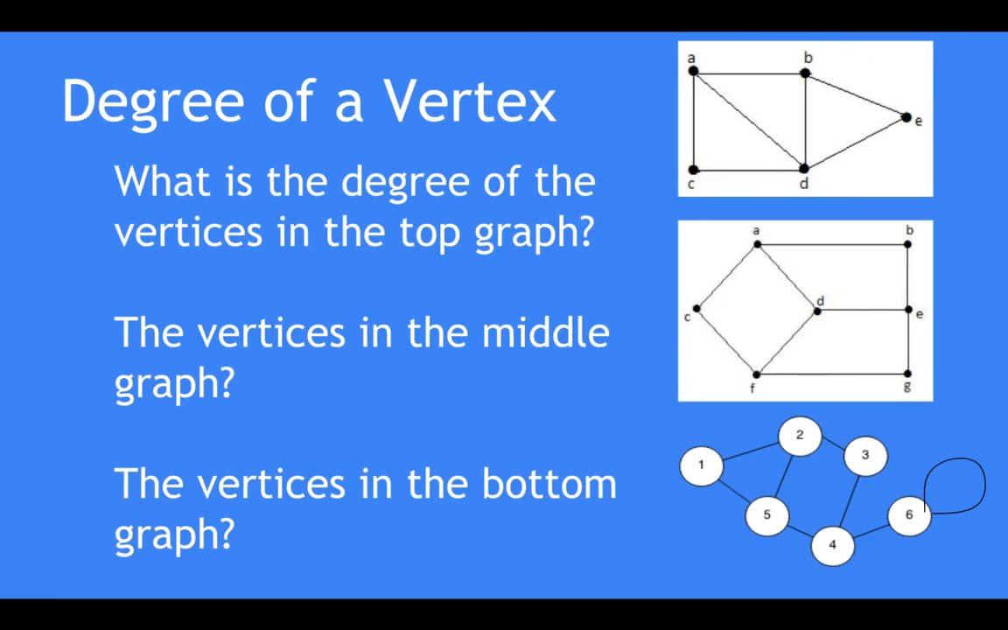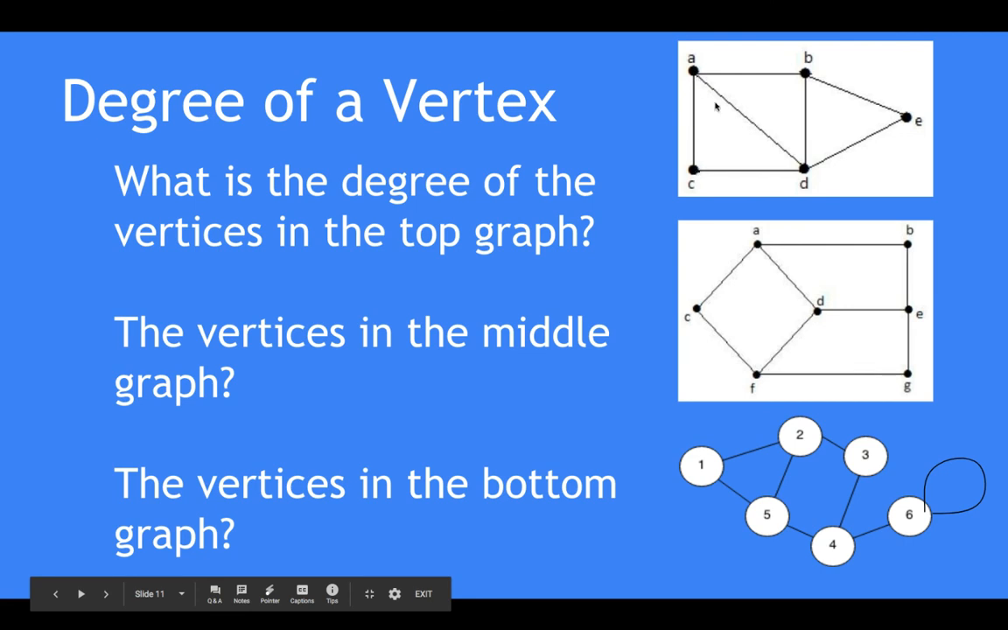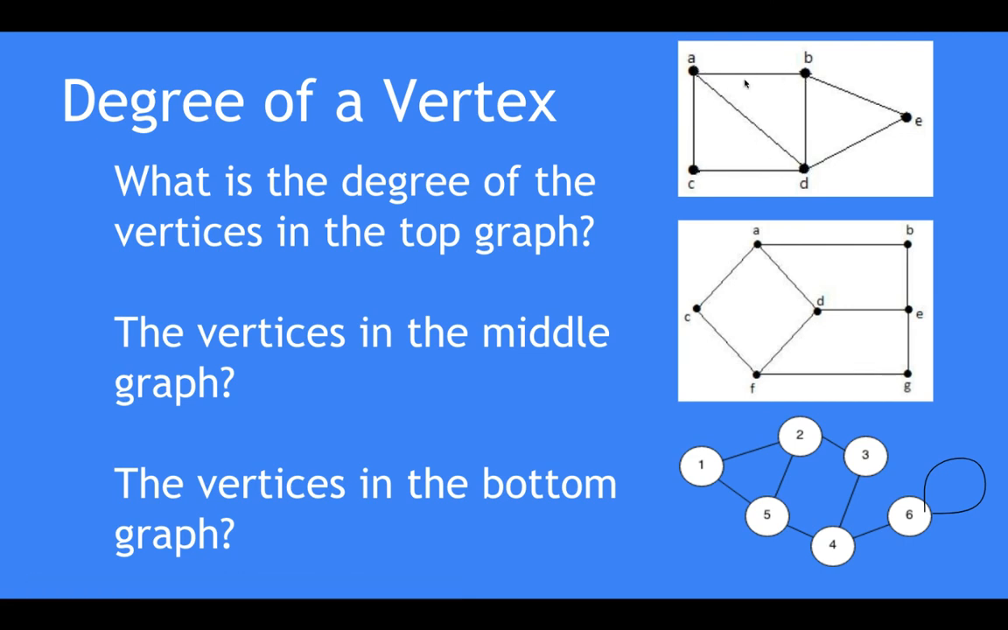All right, let's look at the degree of the vertices in the first graph, this top one. How many edges connect to A? There's one from C to A, from D to A, and from B to A. So there's 3. A has a degree of 3. How about C? There's one from A to C and D to C only. So that is a degree of 2. How about D? C to D, A to D, and B to D, it's a degree of 3. Oh, wait. There's an E to D. It's actually a degree of 4.